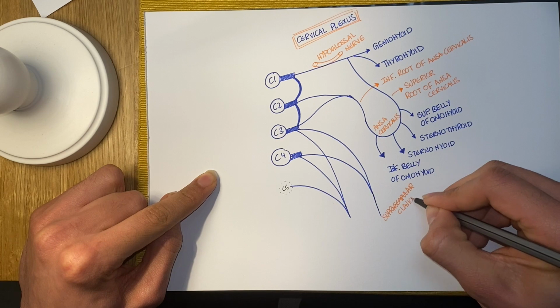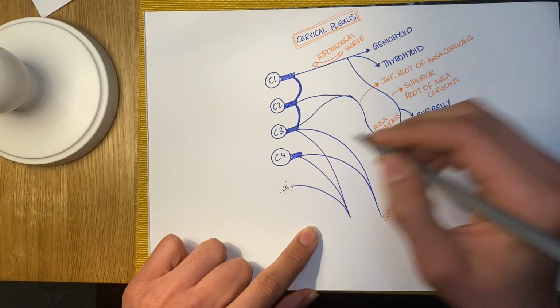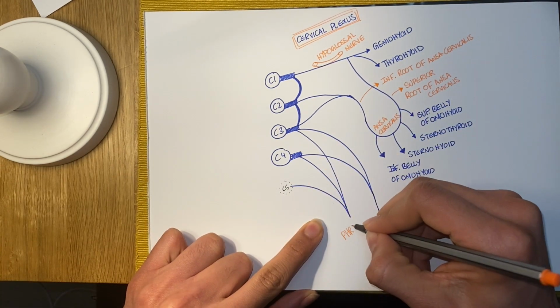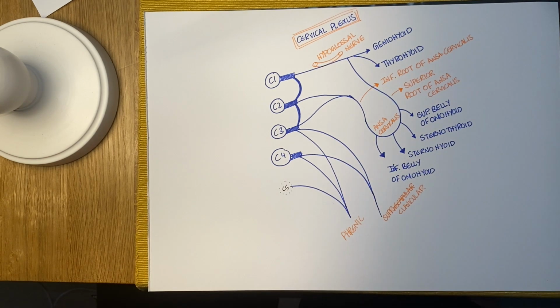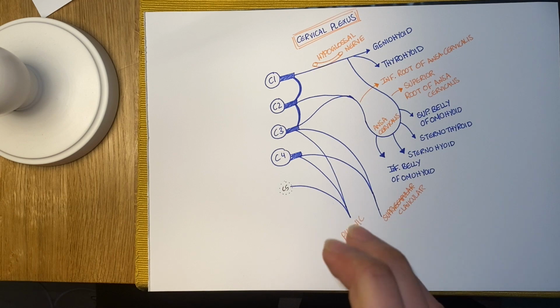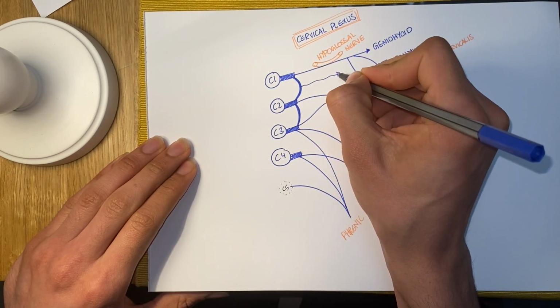C3 and C4 give rise to the supraclavicular nerves. C3, C4, and C5 give rise to the phrenic nerve. Between C1 and C2, we see a communicating branch going towards the vagus.